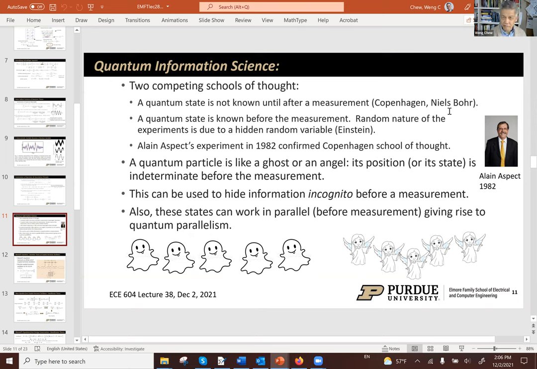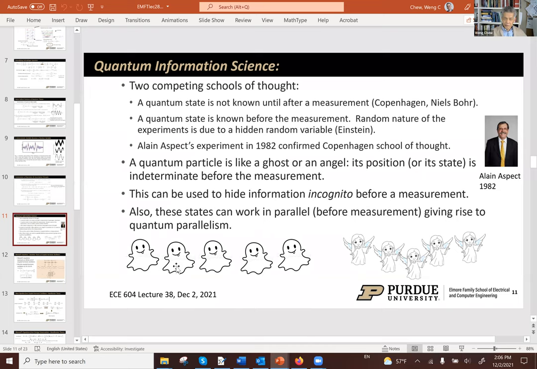And Alain Aspect confirmed that Niels Bohr was correct. So you have this very strange concept that before you do the measurement, you do not know where the particle is. Only after you perform the measurement would you know where the particle is. I liken this to ghosts and angels that we learn about in childhood: you don't really know where they are. They can be anywhere in your room. The angel can also be anywhere in your room. You do not know, but after you measure, you catch the ghost or you catch the angel, only then would you know where they are, okay?